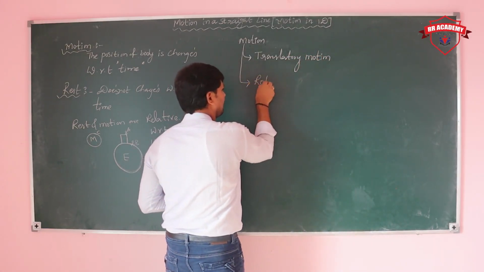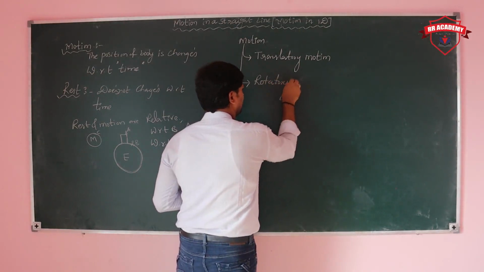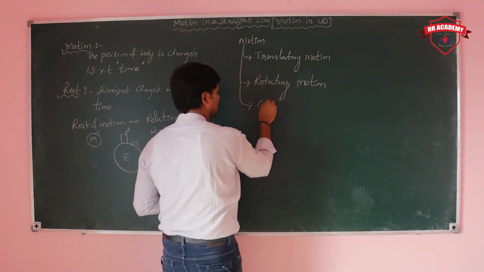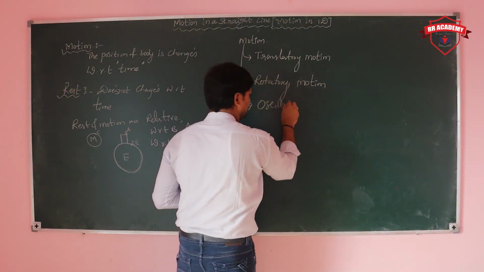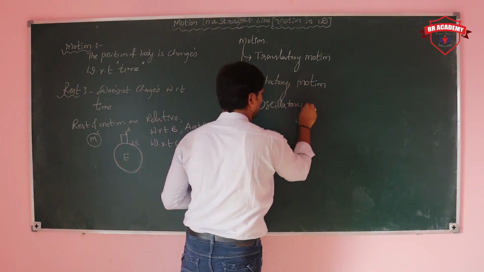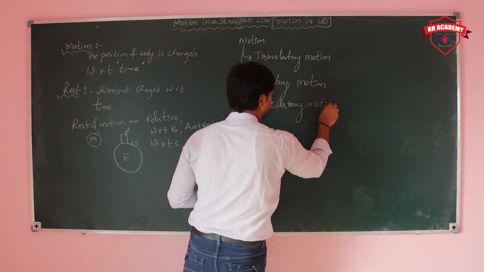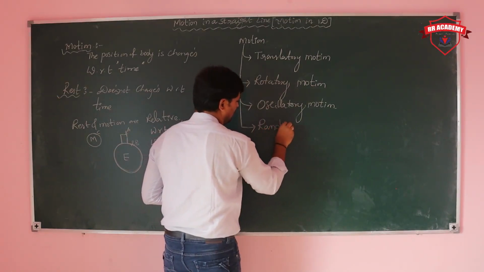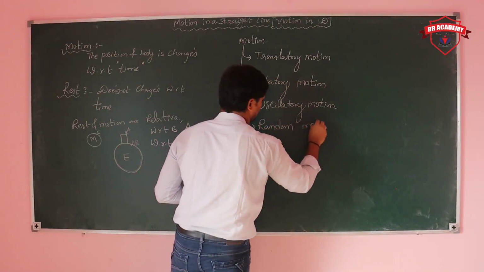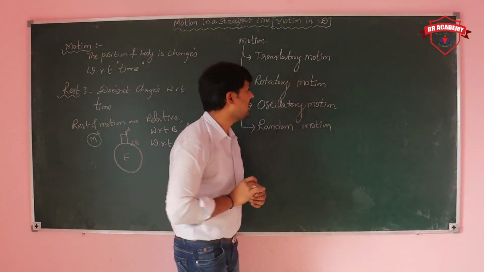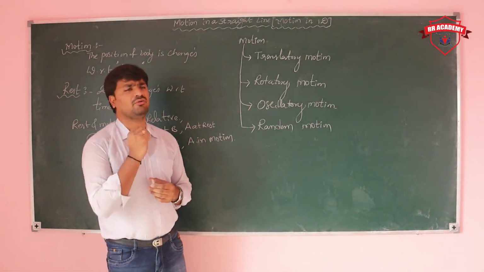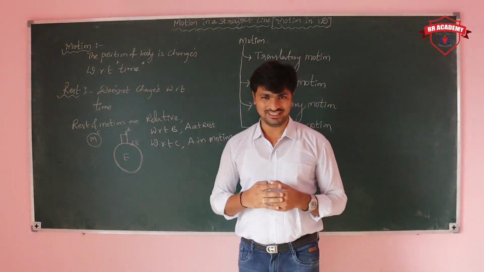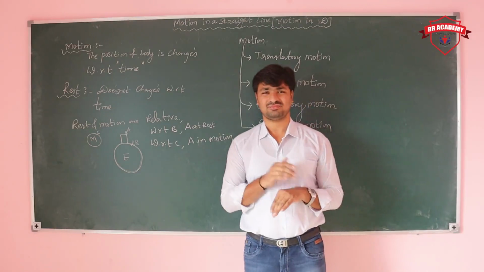Next, rotatory motion. And third, oscillatory motion. So the types are translatory motion, rotational motion, oscillatory motion, and also random motion. Let's see them one by one. What is translatory motion? Now we are going to discuss this one, the main important one, translatory motion.